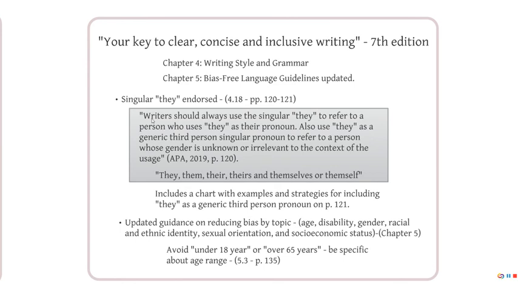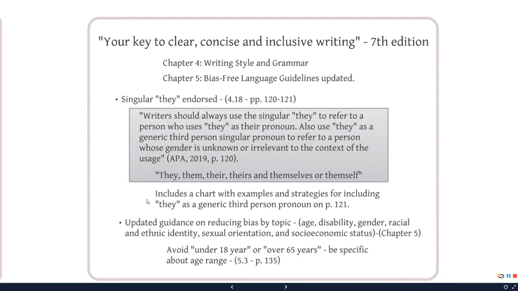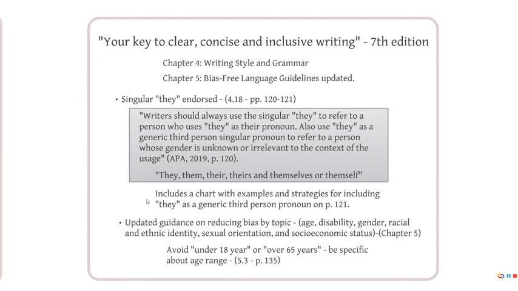And what I really enjoy about the new manual is on page 121, they include a chart with some examples and strategies for including they as the generic third person pronoun. The other thing they talk about is in chapter 5. They go into great detail about some updated guidance on reducing bias by topic, specifically age, disability, gender, racial and ethnic identity, sexual orientation, and socioeconomic status. So, for example, if you're working on a study, they are now recommending that instead of using the language "under 18 years" or "over 65 years," you be specific about that age range.